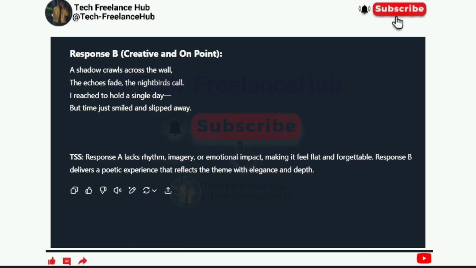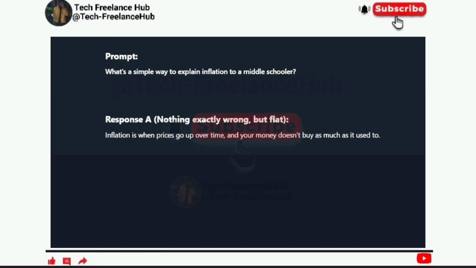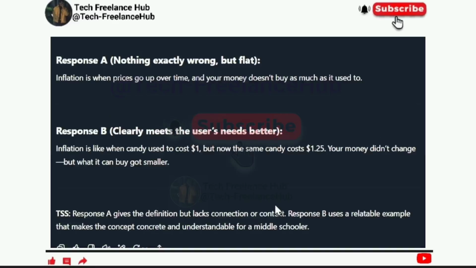And response B delivers a poetic experience that reflects the theme with elegance and depth. Our next prompt is, what's a simple way to explain inflation to a middle schooler? Response A is, inflation is when prices go up over time and your money doesn't buy as much as it used to. And response B is, inflation is like when candy used to cost $1, but now the same candy costs $1.25. Your money didn't change, but what it can buy got smaller.